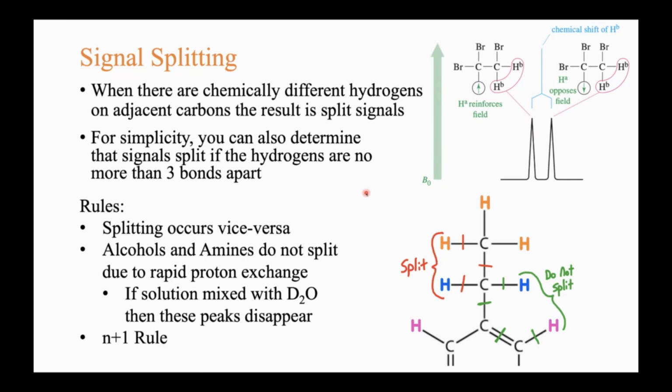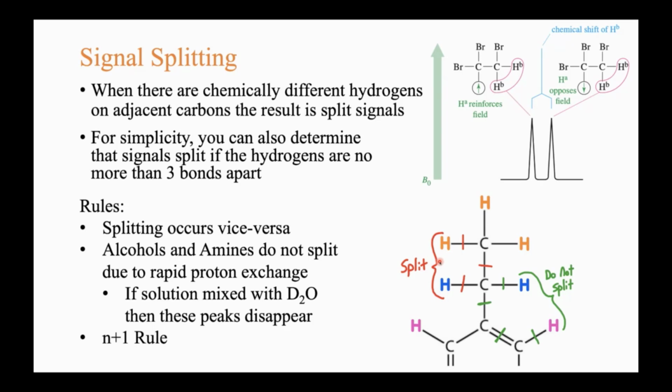So the rules for splitting: splitting occurs vice versa. So if orange splits blue, blue has to split orange. That's always true. And then alcohols and amines do not split. This is due to rapid proton exchange. It's easier to see this in alcohols because we actually classify alcohols by their acidity. But essentially, alcohols and amines are constantly detaching from their protons and then reattaching. Therefore, those protons are not fixed.